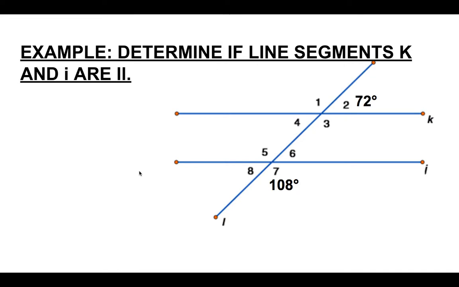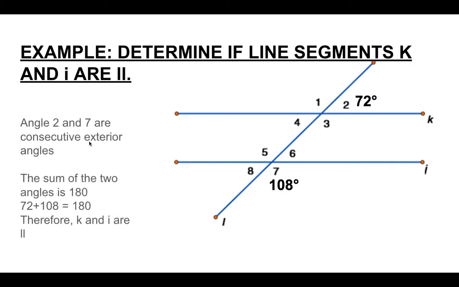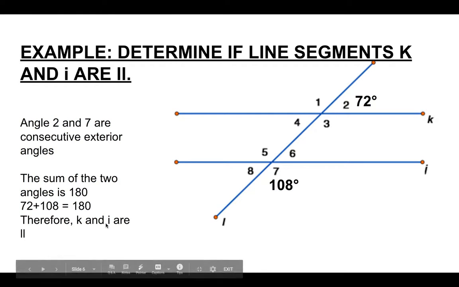So go ahead and determine for me if line segments K and I are parallel, given the information that you have. So what you should have done is you should have noticed first off that angle 2 and angle 7 are consecutive exterior angles. So now, since they're consecutive exterior angles, we want to take the sum, because remember, if their sum adds up to 180 degrees, then those two line segments indeed are parallel. If not, then the two line segments are not parallel. So if we go ahead and add up 72 and 108, we in fact get 180. So that means K and I are parallel.